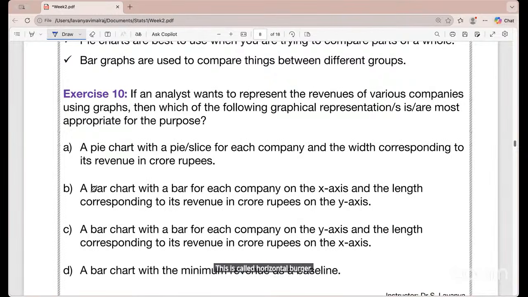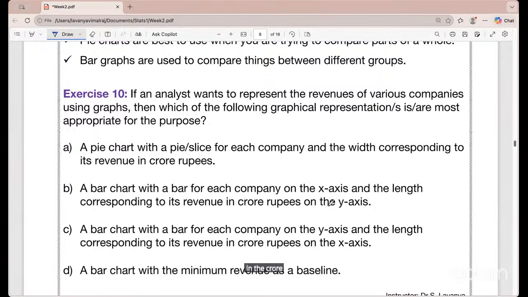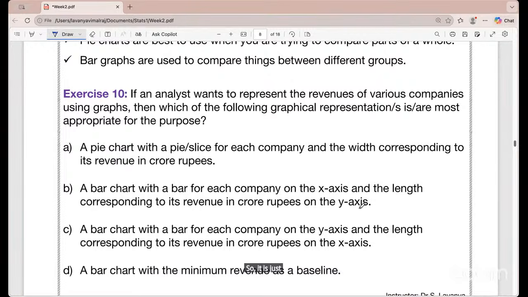So here, what have they mentioned? A bar chart with a bar for each company on the x-axis and the length corresponding to its revenue in crore rupees on the y-axis. This is the usual one we are making. Now here they are just reversing the roles: a bar for each company on the y-axis and the length corresponding to its crore on the x-axis. So the position is just interchanged.